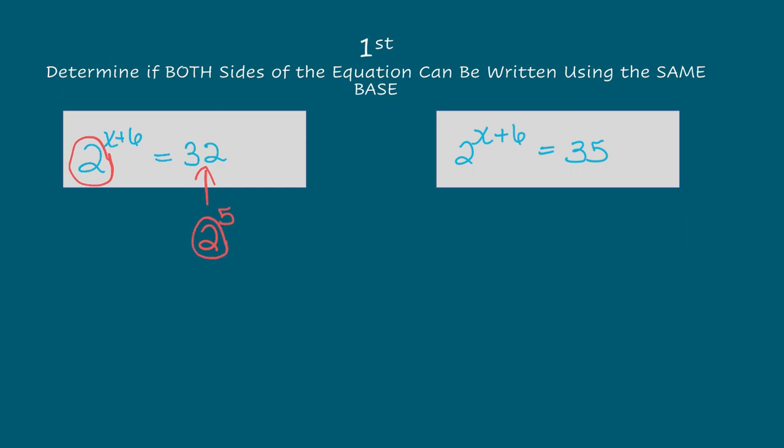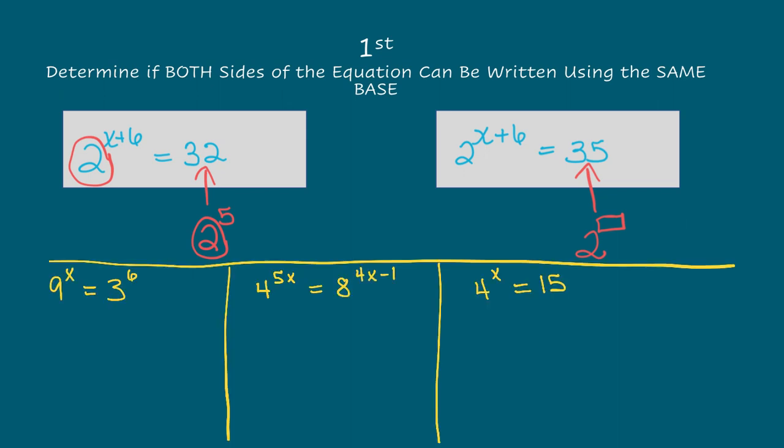If I look at the equation over here on the right, I could not write 35 as a power of 2. There is no exponent that I could put here in order to get 35 out. Take a look at the three examples I have written here, and let's decide which ones can be written using the same base and which cannot. And if they can, let's go ahead and write them using the same base just for practice.